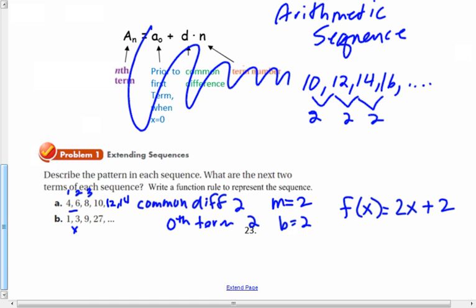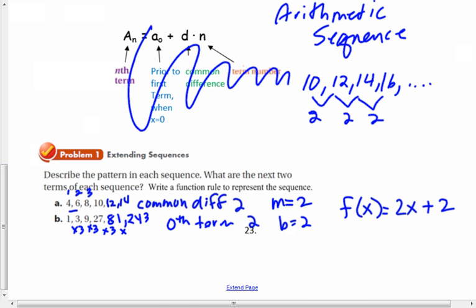Now in this one, we're actually multiplying by 3. That's a different kind of situation. That's called a geometric sequence. I'm going to talk more about that in a second. But in that case, let's just get the next 2 terms by multiplying by 3. 81 times 3 is 243, and so on. We'll get back to writing the rule for that in a second. Actually, I could go over that right now.